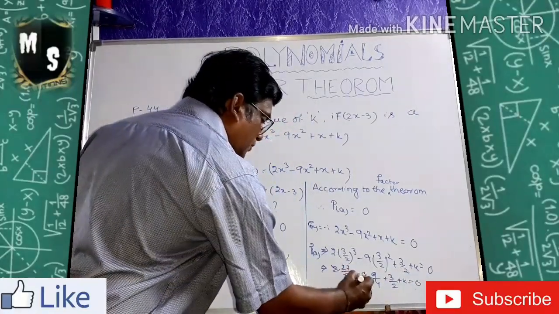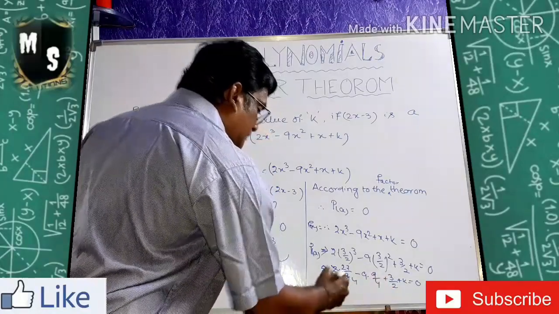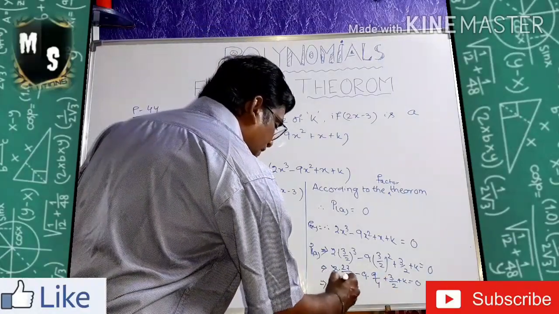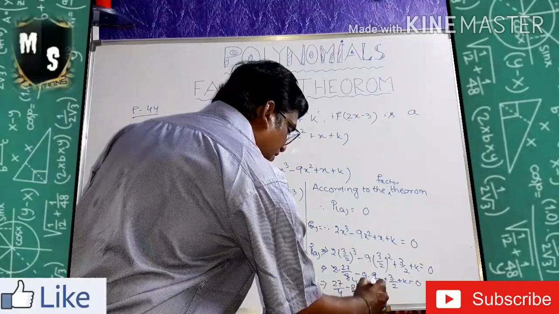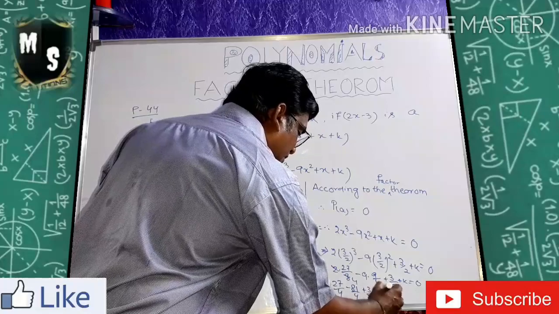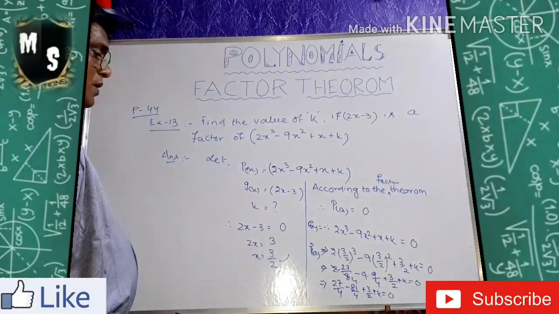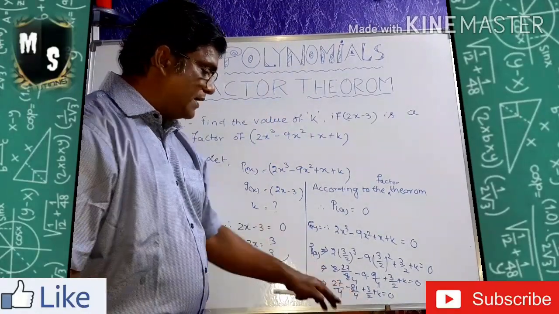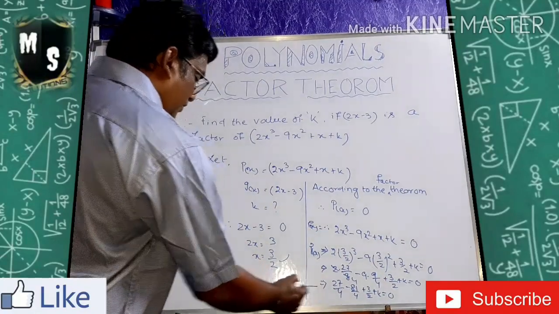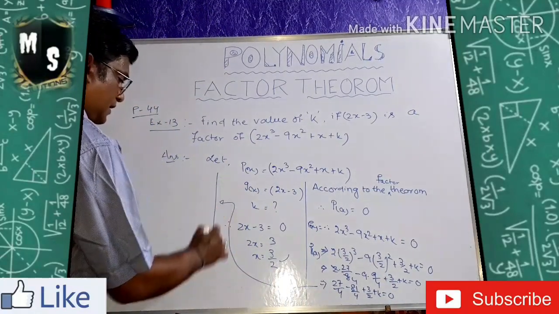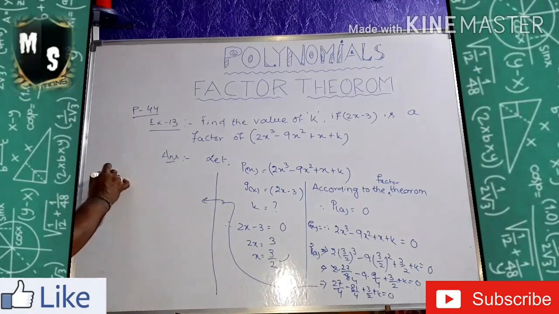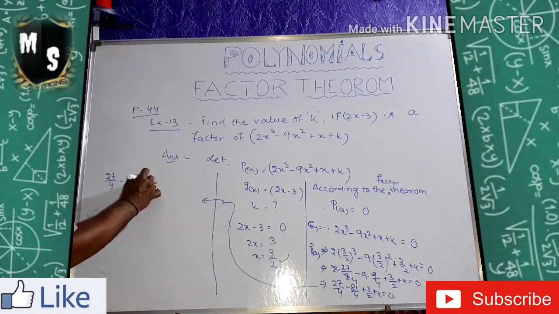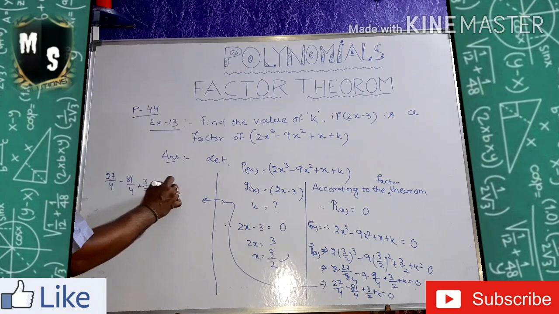Now it is 6, it is 4. Now it is 81 by 4. This is equal to 27 by 4 minus 81 by 4 plus 3 by 2 plus k is equal to 0. Clear? So now solve this by taking the LCM and transferring to that side. Here the sum I am doing for you. See now, I am doing the sum here for you. What is that? 27 by 4 minus 81 by 4 plus 3 by 2 plus k is equal to 0.